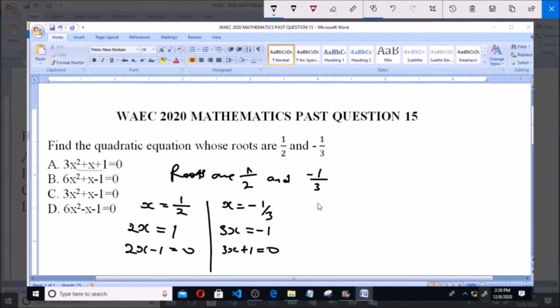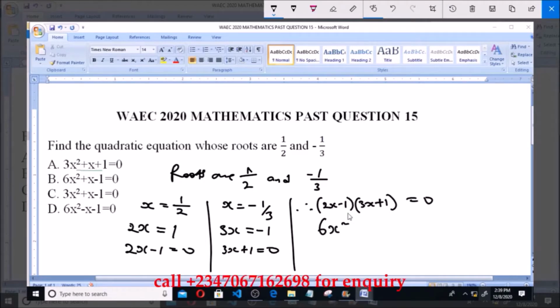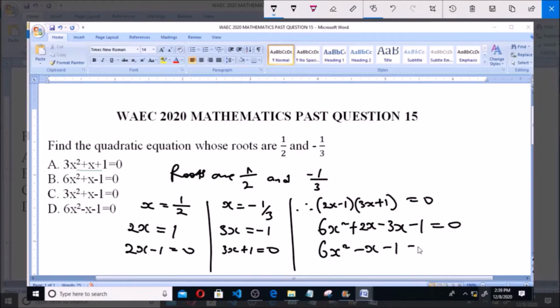Now we can multiply these together, that is 2x minus 1 into 3x plus 1 is equal to 0. Now opening the brackets, 2x multiplied by 3x will give us 6x squared. 2x times 1 will give us plus 2x. Then minus 1 times 3x will give us minus 3x. Minus 1 times plus 1 will give us minus 1 equal to 0. So this will give us 6x squared minus x minus 1 equal to 0, and that is option D.